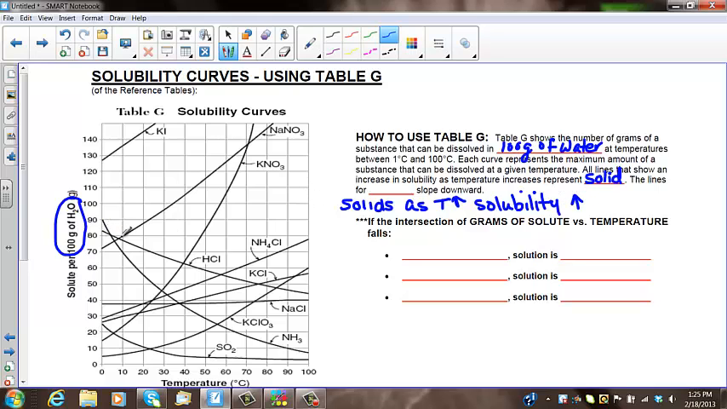Now, we have a few on here that have a negative slope. HCl is one, NH3 is another, and SO2 is the third. So the lines for those slope downward. So those are the lines for gases. So for a gas, I'm going to write this down here, gases, as temperature increases, solubility decreases.